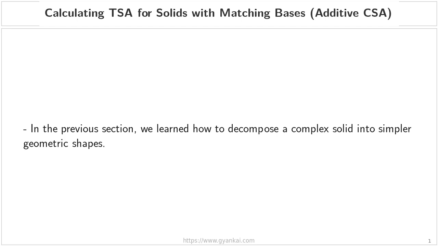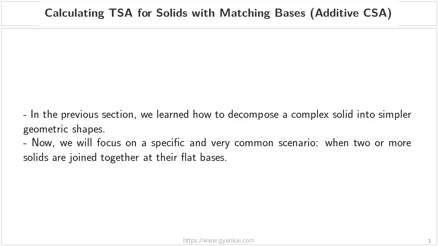Welcome back, everyone. In our previous lesson, we explored the technique of decomposing complex, irregular solids into simpler, more manageable geometric shapes. Today, we are going to build on that foundation by focusing on a very specific and frequently encountered scenario in geometry. What happens when two or more of those individual solids are joined together at their flat bases to form a single, new object? We'll be looking at how this joining process changes the surface area we need to calculate.